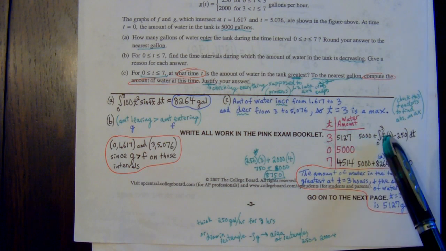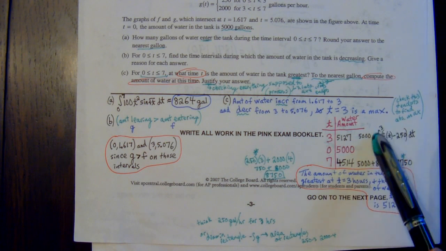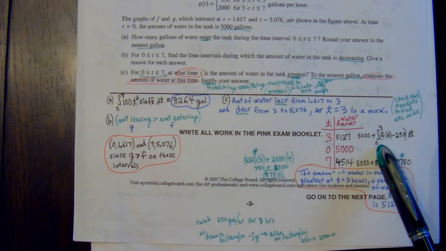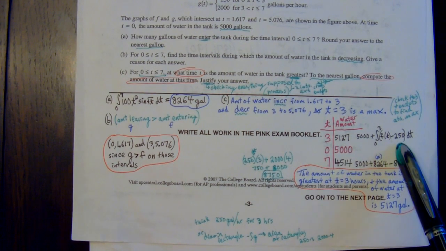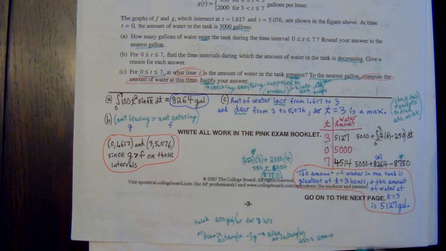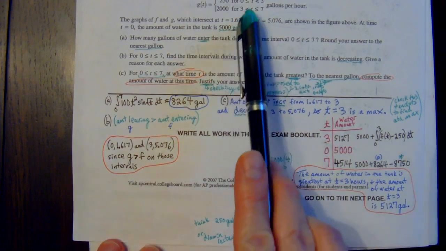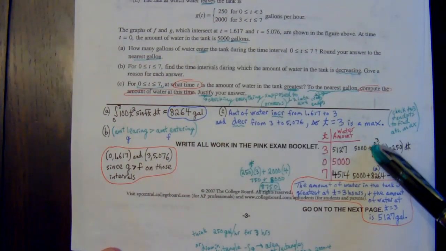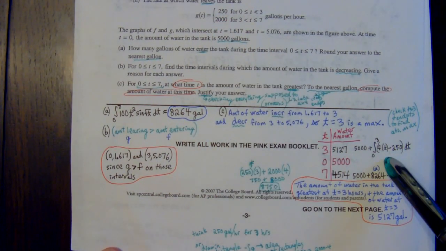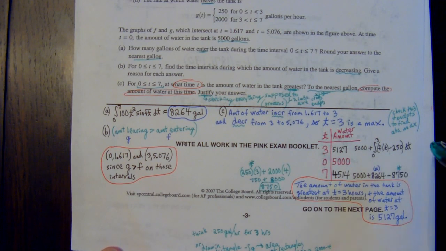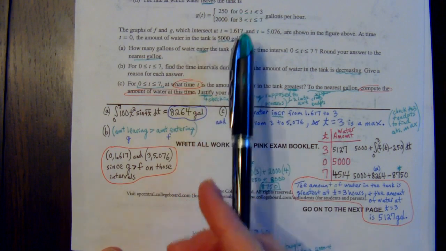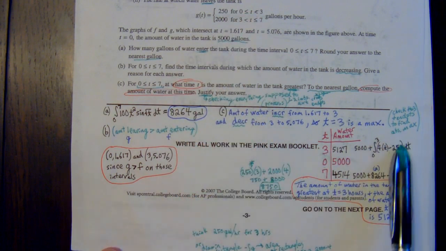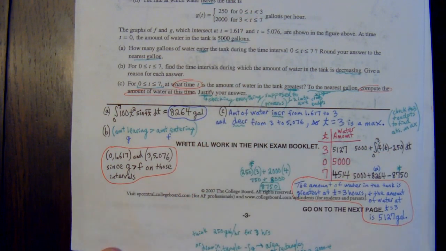When you integrate the F of T, that gives you how much water entered the tank in the first 3 hours. And when you subtract out the G of T, that gives you the amount that was taken out in the first 3 hours. But the G of T between 0 and 3 was the 250 right there. That 250 needs to be inside that integral when you do your math 9, because it's not just 250 one time, it's 250 for each of those first 3 hours. So if you put it inside that integral, it'll do that for the first 3 hours.